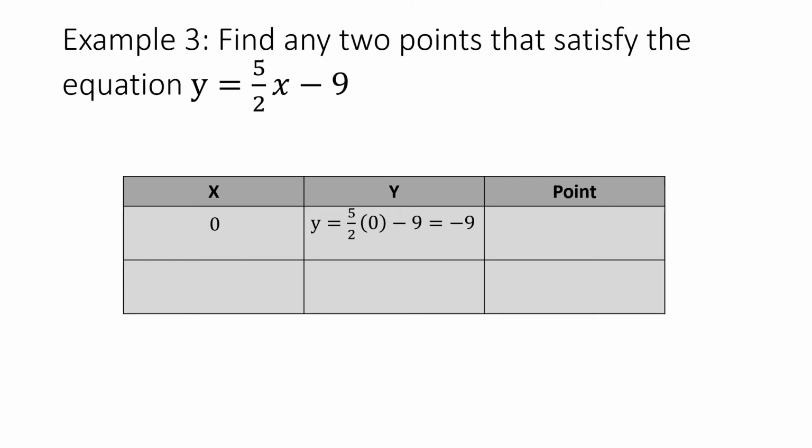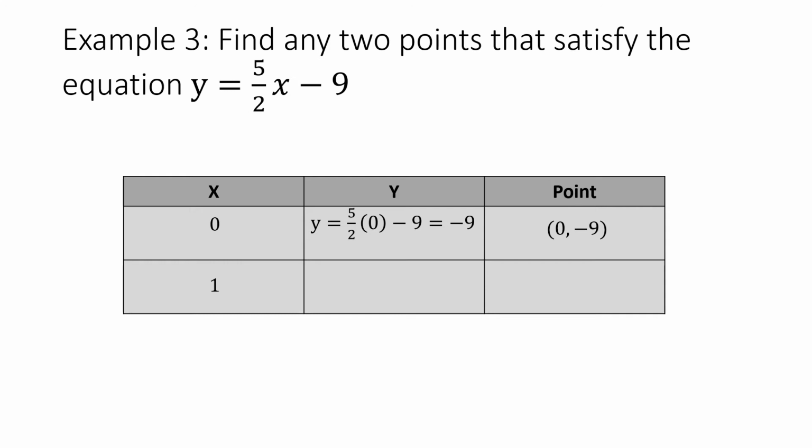That gives us -9 as my y value, my y coordinate. So my point would be 0 comma -9. Next, I'm just going to pick another x value to substitute into the equation, and I'm just going to keep it simple, and I'm just going to pick x equal to 1.